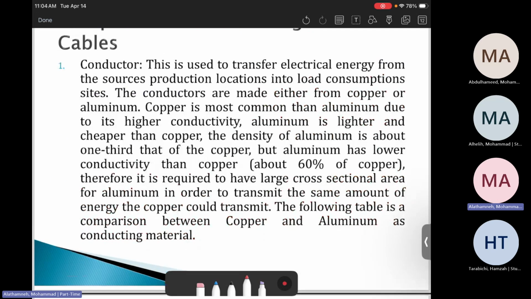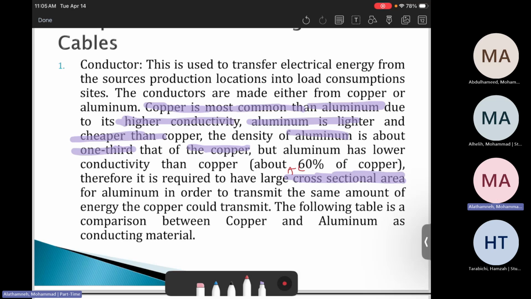So conductor, this is used to transfer the electricity, as we know. Copper conductor is commonly used more than aluminum due to high conductivity. Aluminum is light and cheaper than copper, but the density of aluminum is about 1/3 of the copper, which makes the copper 3 times better than the aluminum. So it's required to have a large cross-section area when we are talking about aluminum. Therefore, it's very common to use copper in underground cables.